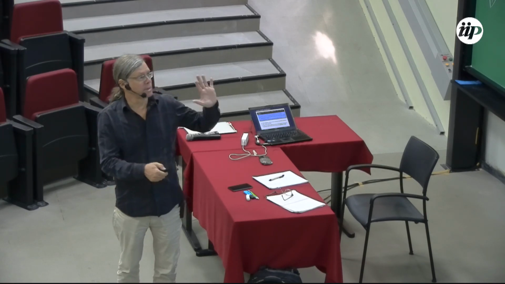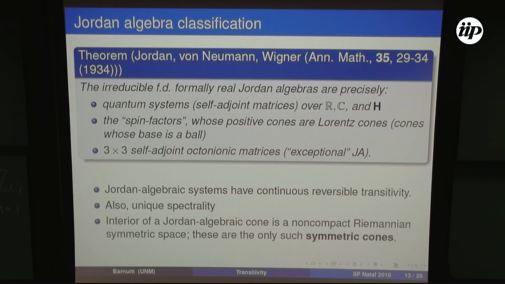Okay, so I won't say more about how to get complex quantum theory out of Jordan-Algebraic state spaces. We're now going to be just thinking about how we characterize Jordan-Algebraic state spaces. Once we do that, we've got a couple of ways of getting complex quantum theory. They already have, of course, continuous reversible transitivity. They're, of course, homogeneous, as the theorem on the previous page implies. And they're often called symmetric cones, basically because the interior is a non-compact Riemannian symmetric space, and they're the unique cones with that property. I don't think that's terribly important to us.